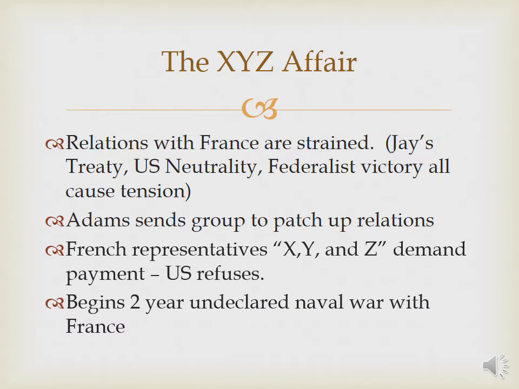The French representatives that meet with United States diplomats do not give their names. They actually give themselves the titles X, Y, and Z. And these French representatives demand payments from the United States for causing them, I guess, agony or hardship for not helping them with Great Britain. The United States refuses these payments, and this begins a 2-year undeclared naval war with France.